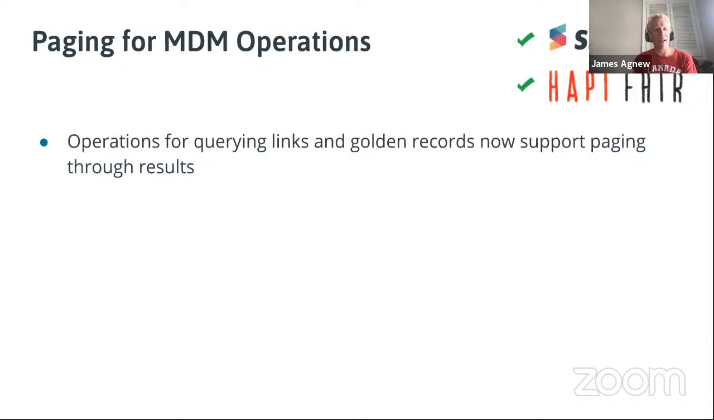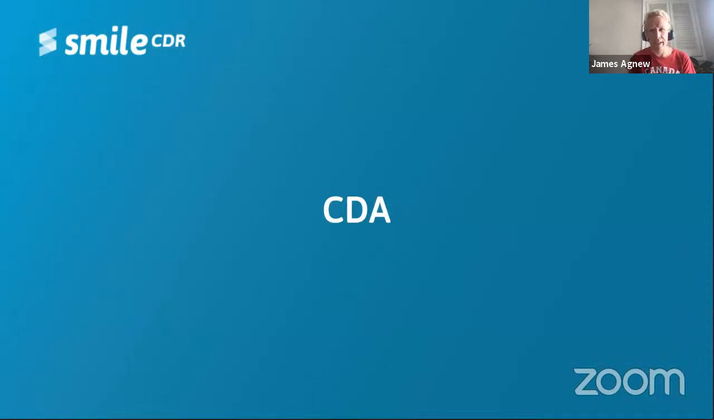It is worth mentioning, we've got operations in now that can be used for querying links as well as golden records. Of course, once you start trying to use those in any kind of real world application, you realize they didn't do paging, so they just give you a giant dump in some cases of everything they found. They're now paging aware, which is quite nice if you're trying to build data in there.